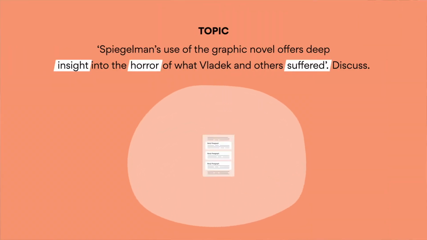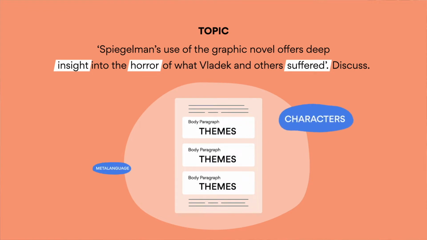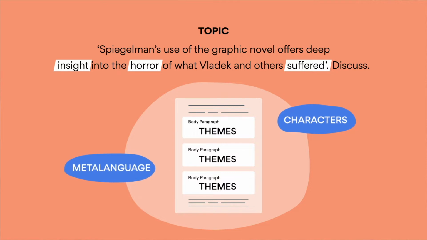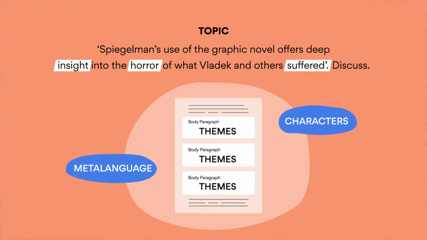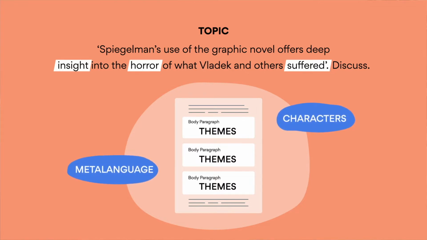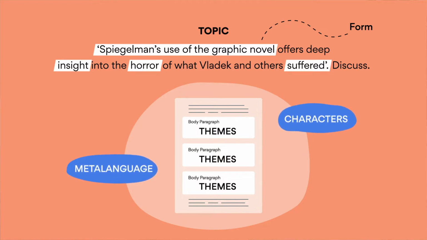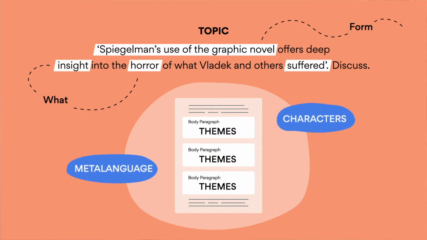Immediately, we know that the discussion and analysis within our body paragraphs should center around themes rather than characters or meta-language. These are still important. Rather than restricting you to solely talking about themes, a theme-based prompt simply requires that your arguments are based on what the author is trying to say about the major themes in the text and how these themes relate to one another. If we have another look at the prompt, the words Spiegelman's use of the graphic novel mean that we should make sure to talk about the form of the text in order to secure that A+. In this case, the theme of horror and the insight we're given is the what, and the use of the graphic novel is the how.